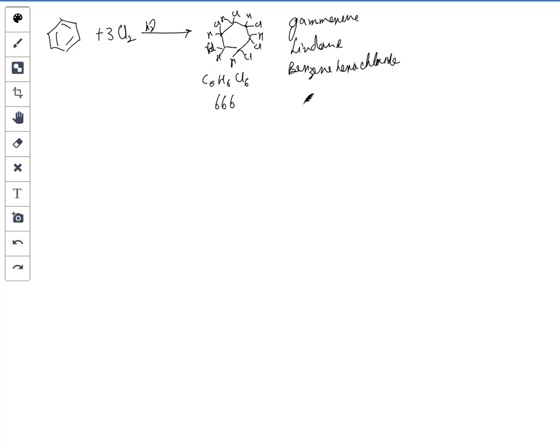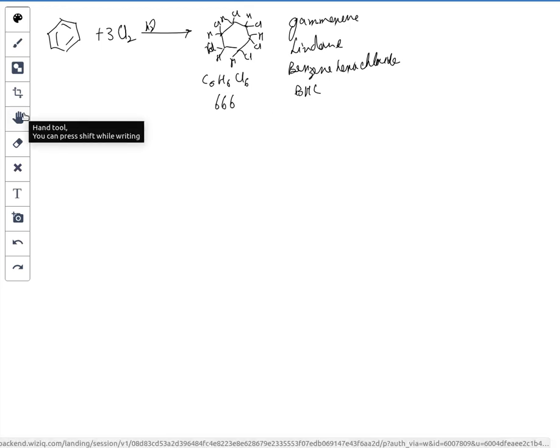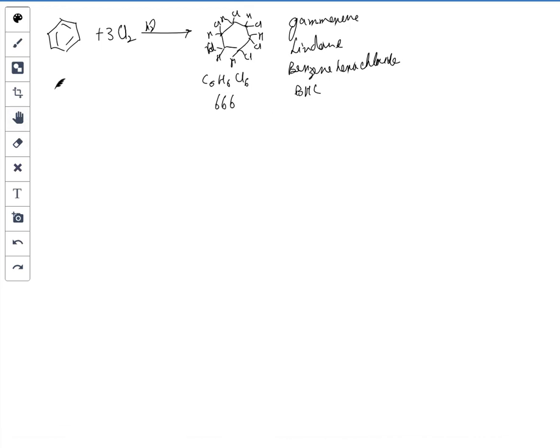Although it doesn't contain a benzene ring, this is the common name, so it is also called BHC. That's an excellent pesticide. Yes, gamexene, lindane, benzene hexachloride, BHC, 666. That's all the names of this particular compound. So this is what we have as a free radical addition reaction.